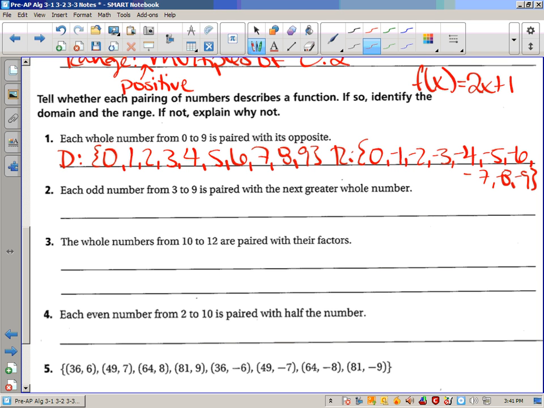Each odd number from 3 to 9 is paired with the next greater whole number. So let's think of an example. The number 5, that's odd. Is there only one number that is the next greater than 5? There is. It's just 6. So that means that this is a function. So the domain would be 3, 5, 7, 9. The range would be 4, 6, 8, and 10.